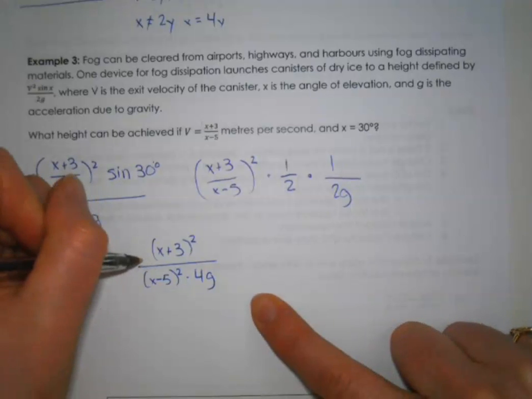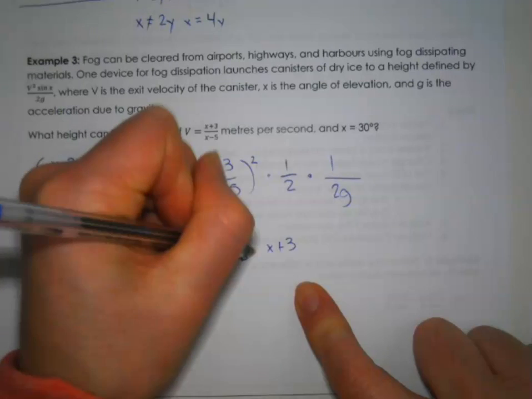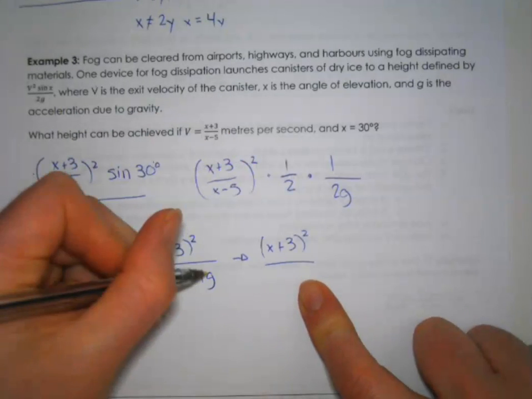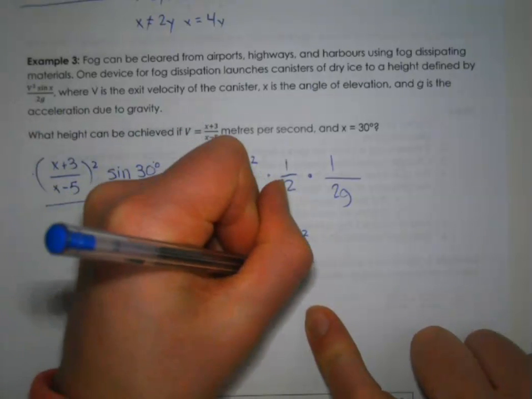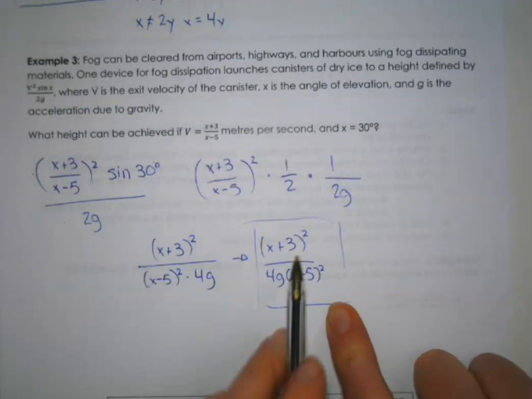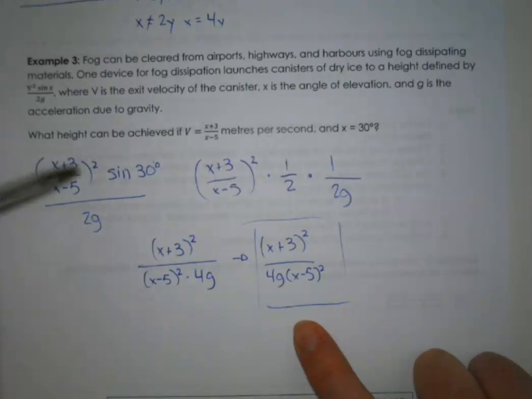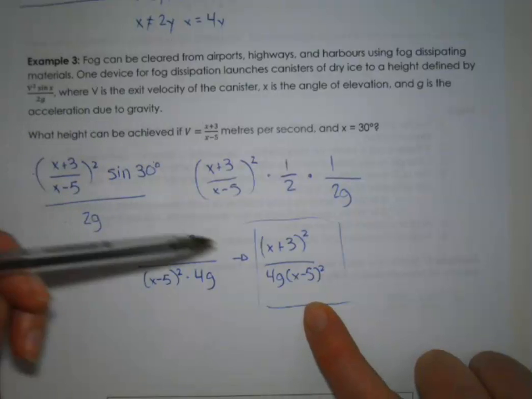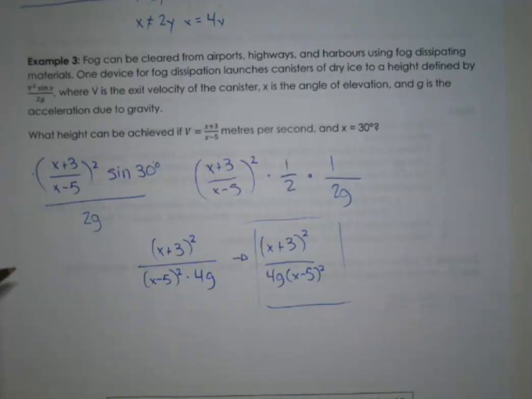Now normally if we had something written like this, we would put it down as x plus 3 squared. Usually we just put this outside the bracket, so we would write it as 4g times x minus 5 squared. We don't have any common factors here that we can cancel out, so that means we're basically at the end of simplifying our expression. Because this is a word problem in a test, you would just want to say the height that can be achieved is represented by the expression x plus 3 squared over 4g times x minus 5 squared.